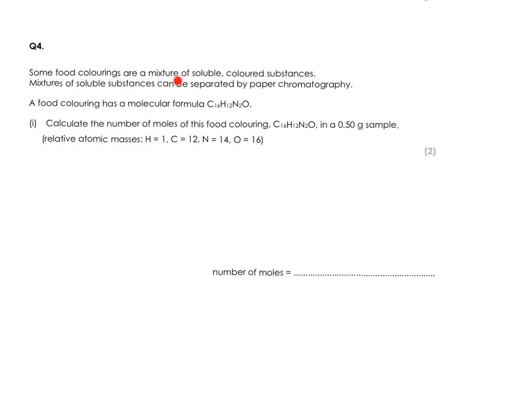If we look at the next question. Some food colourings are a mixture of soluble coloured substances. Mixtures of soluble substances can be separated by paper chromatography. A food colouring has a molecular formula given here. Calculate the number of moles of this food colouring in a 0.5 gram sample. So this doesn't require a Mr. T, we're just working out number of moles.